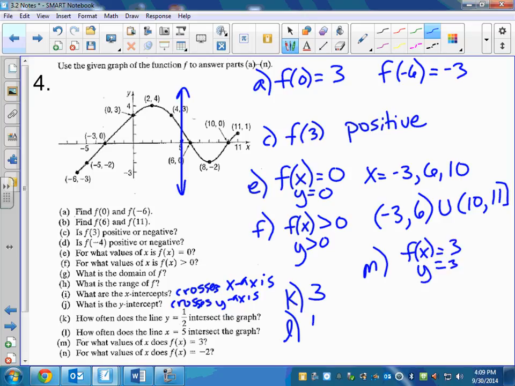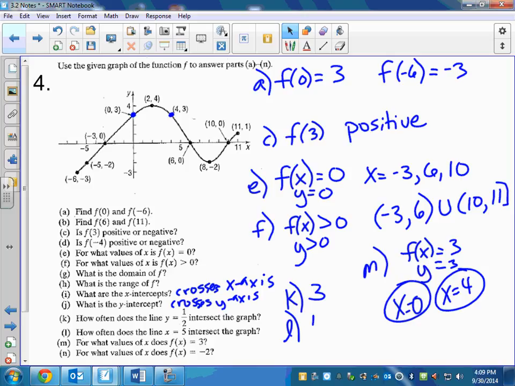So that's just asking you, where does y equal 3? For what points do we have a y value of 3? It looks to me like there's 2 of them, at x equals 0 and x equals 4. So these are not hard questions. They kind of look overwhelming because there's so many parts to them, but it's just looking at the graph and the notation that goes along with it. Hopefully not so bad to do. Is there more here? No.